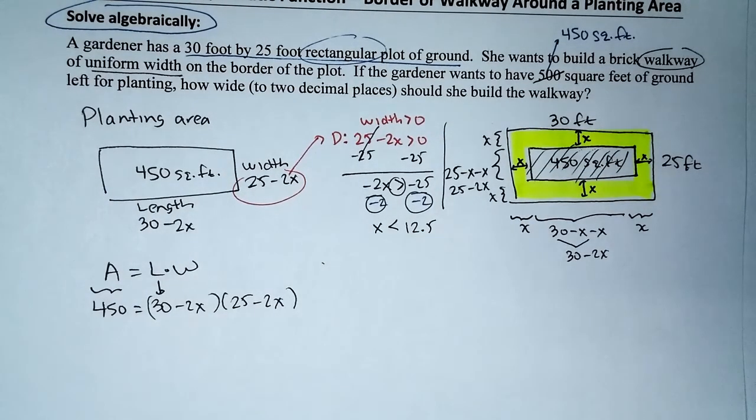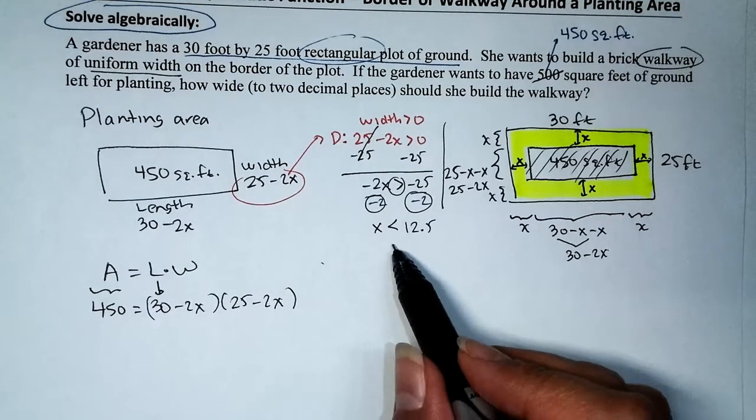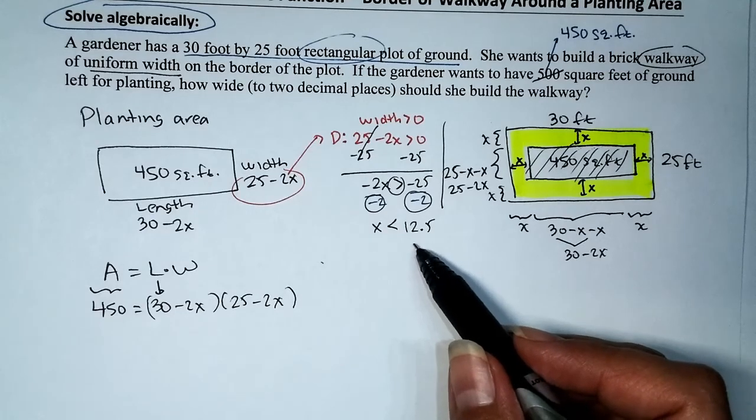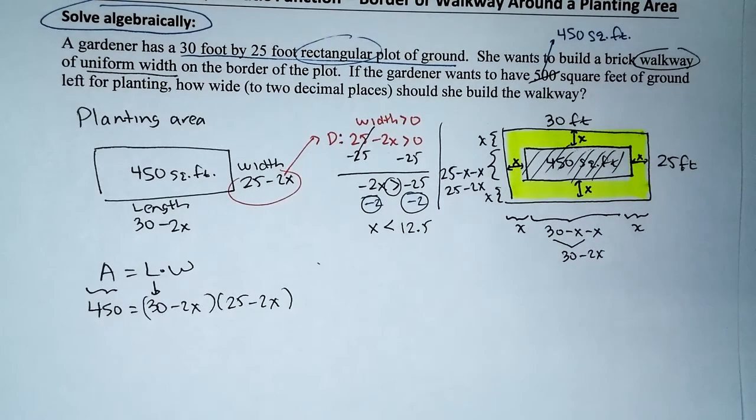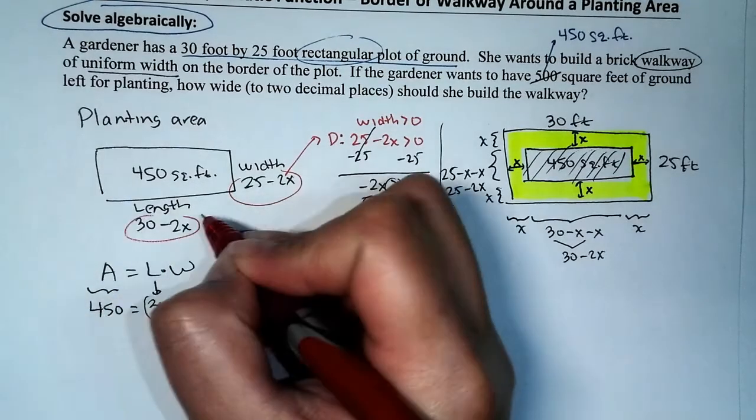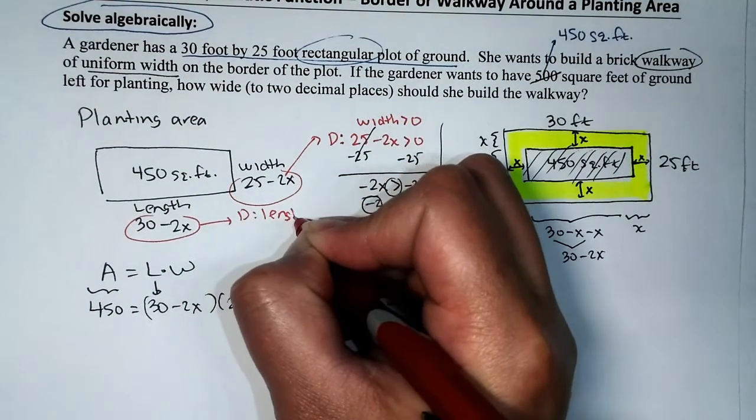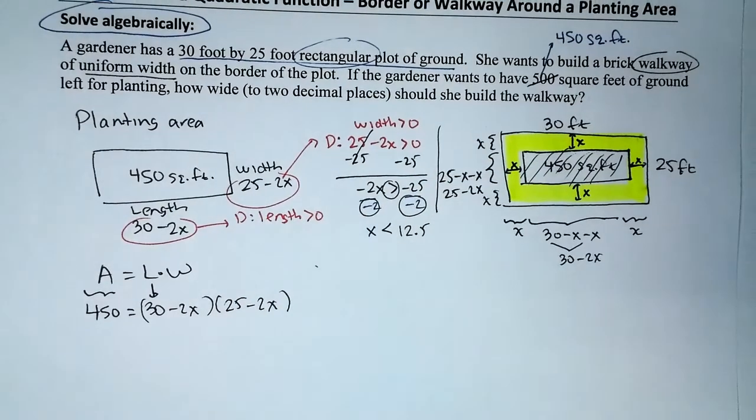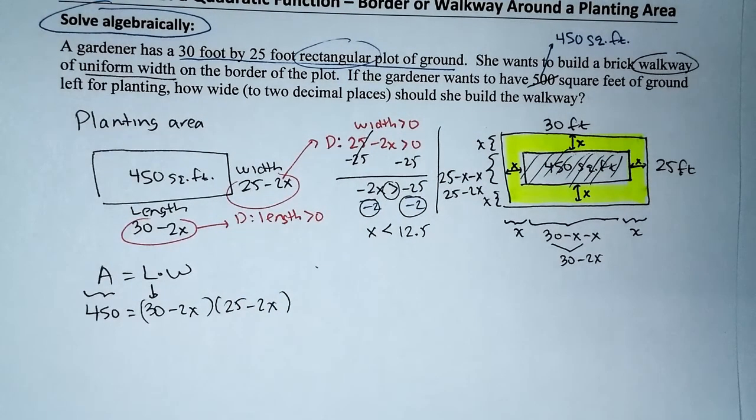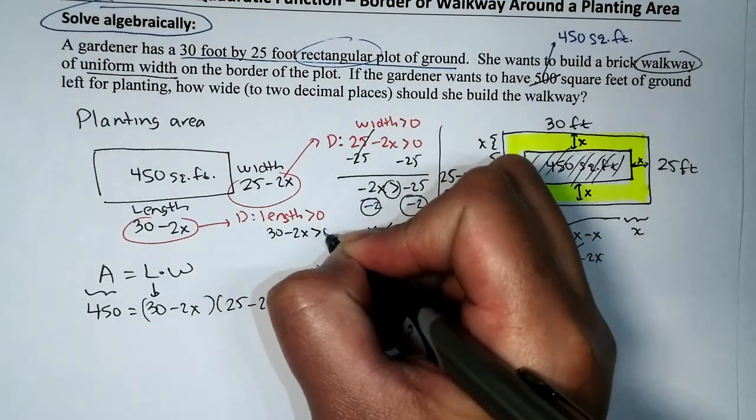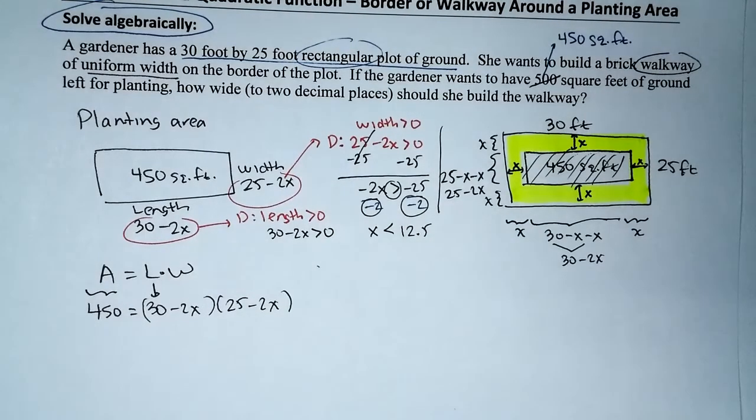So what do we know about our x value? The domain is that x has to be less than 12.5, but I'm going to see if I can restrict the domain more. Let's look at the length. The length or measurement also can't be negative, so we say it has to be bigger than 0. The expression for the length is given by 30 minus 2x. So let's work our magic and see what the domain is.